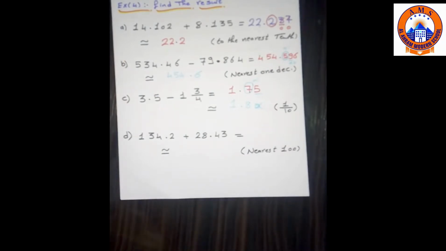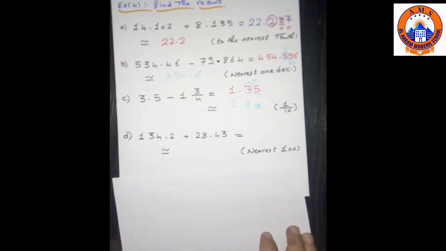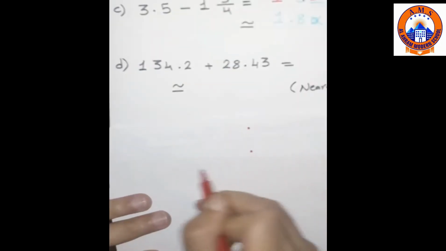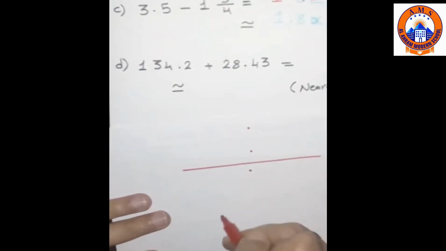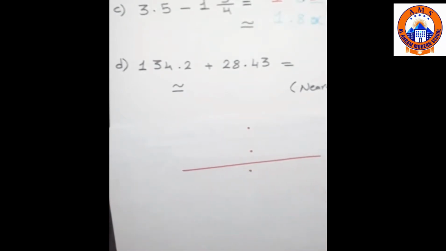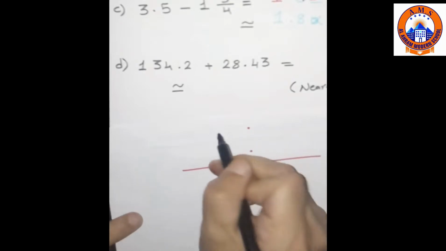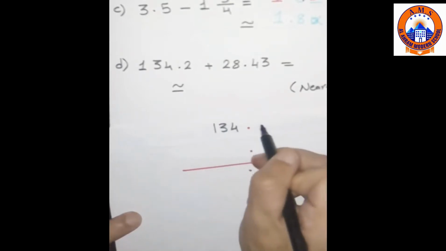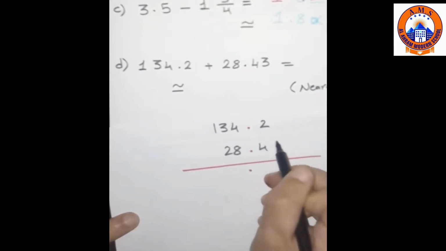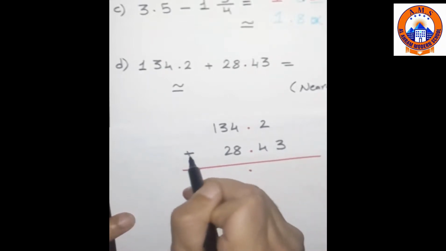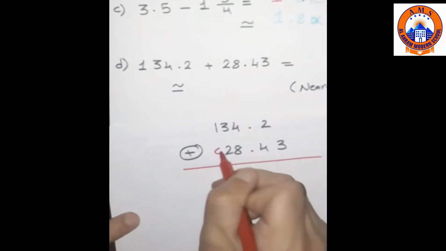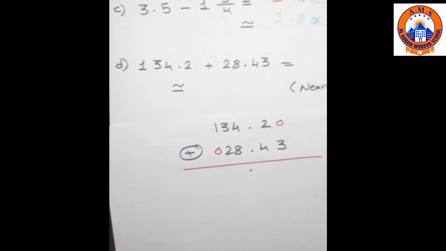We're gonna make addition. So let's add. We put a point under another point, take a line, and another point. The first number is 134 and 2/10, and then 28 and 4300. We add the empty digit, fill it with 0. Here we have 0 and another 0.